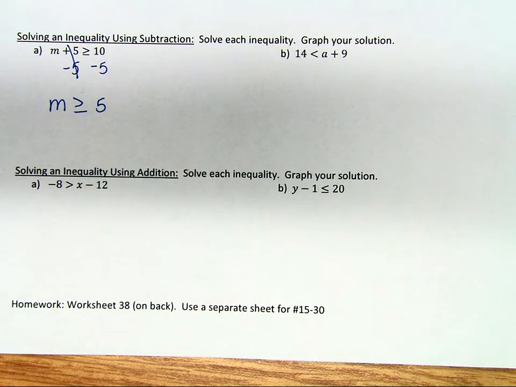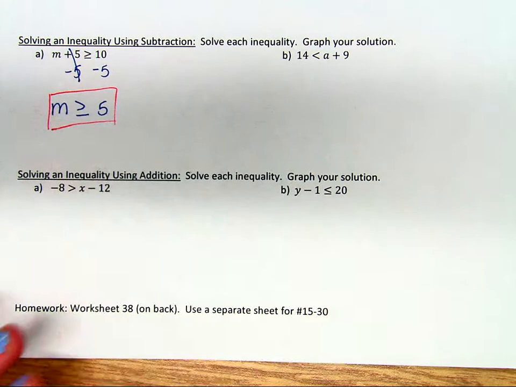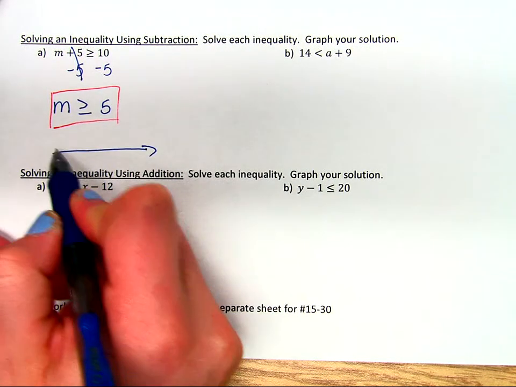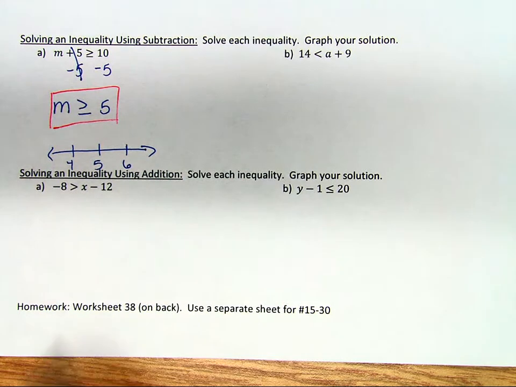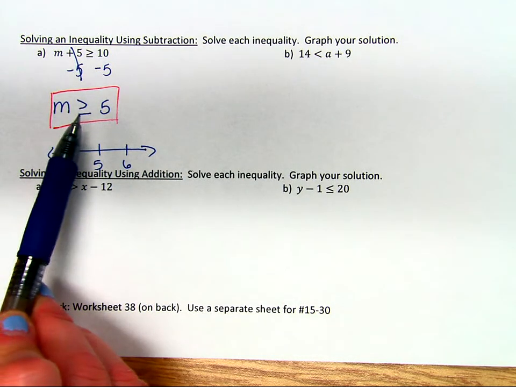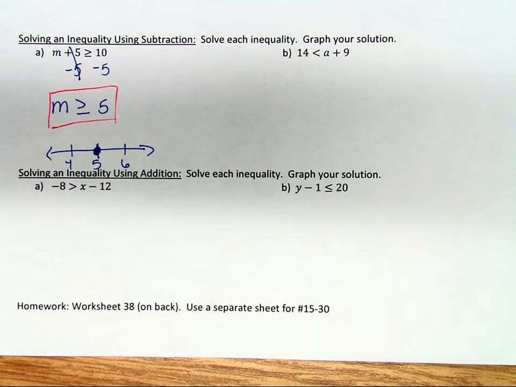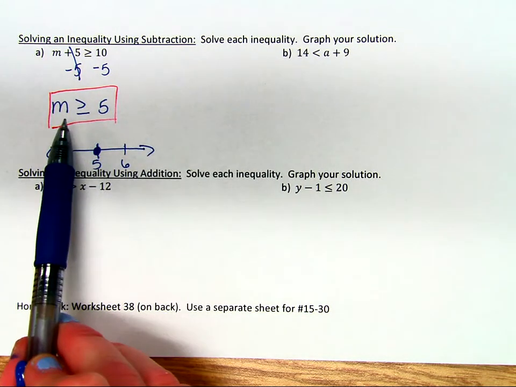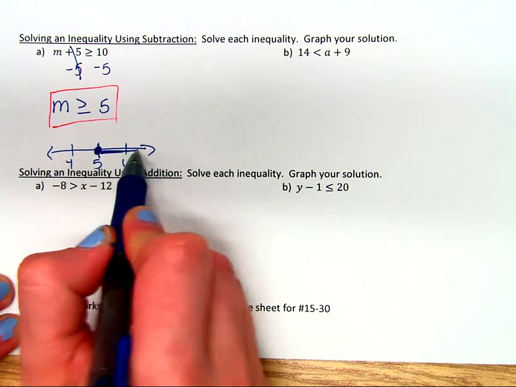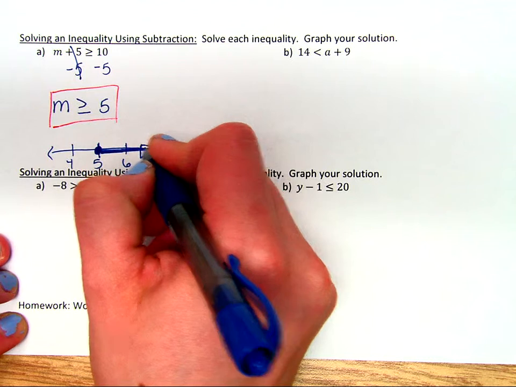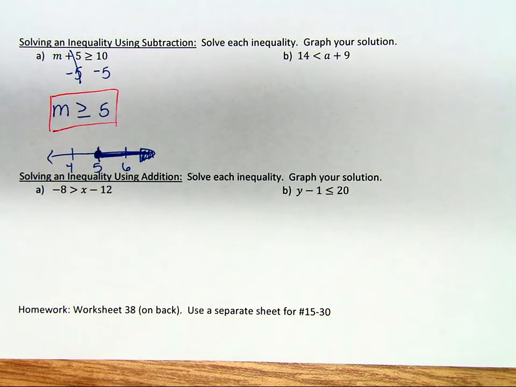So that's my answer. Now to graph this, we're going to do what we did last section. Draw a number line. 5 in the middle, 4 and 6. When I have the or equal to sign, it's always a closed point on 5. Now I want all the m's to be shaded that are greater than or equal to 5. So greater than means right on the number line. Shade to the right. All right, and we're done with part A.